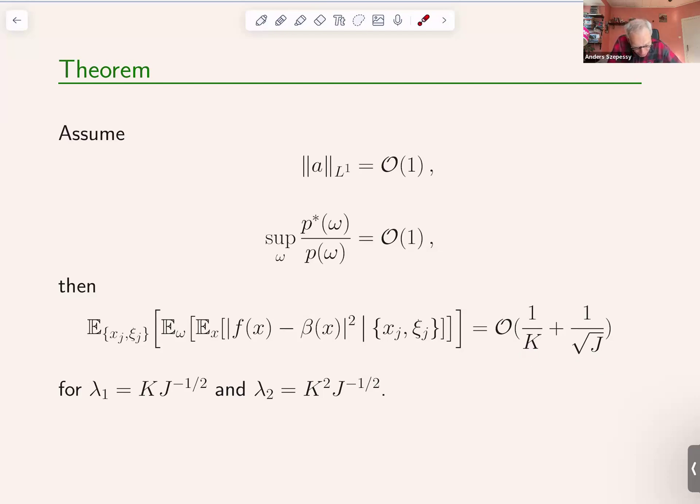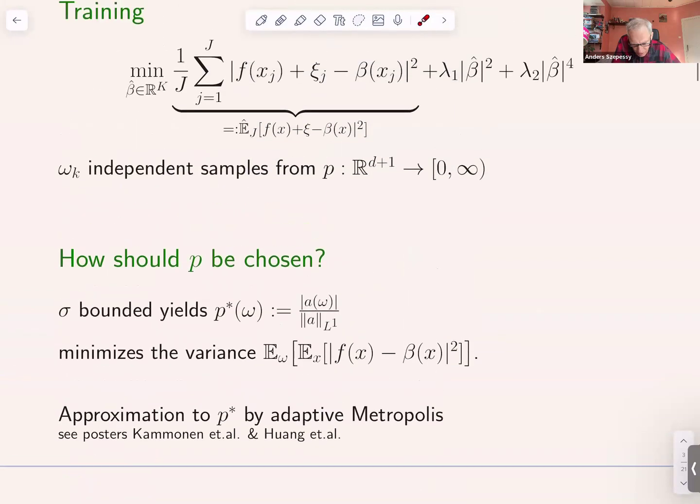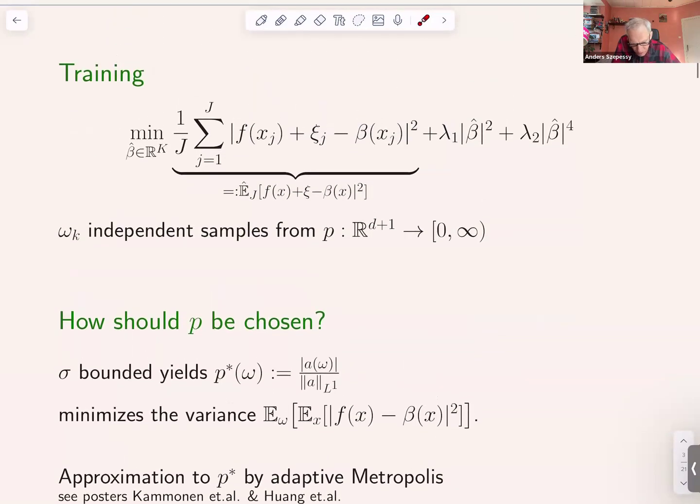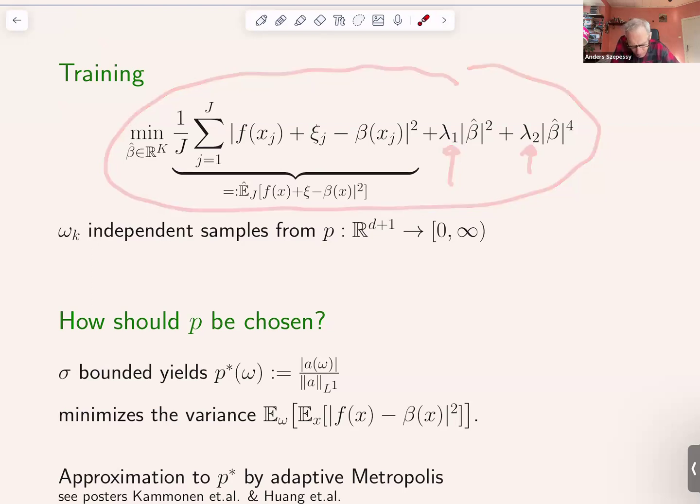When one chooses the penalty parameters for the L2 norm of the amplitudes, lambda 1, K divided by square root of J, and lambda 2, K squared divided by square root of J. And this, the training, I can remind you, that is here, the training. It has 2 penalty parameters, lambda 1 and lambda 2.